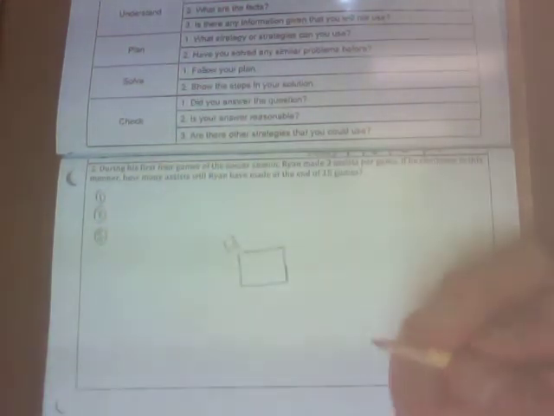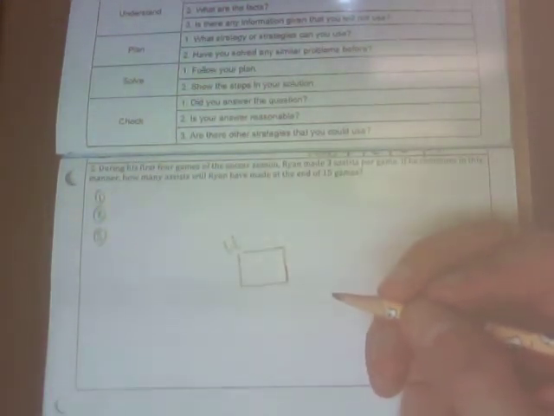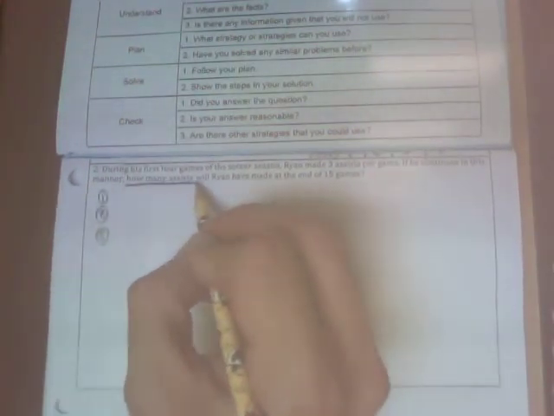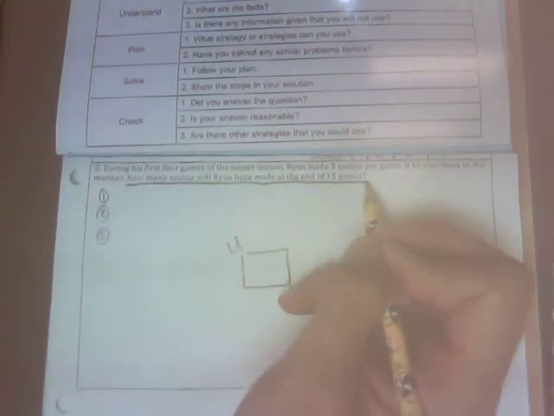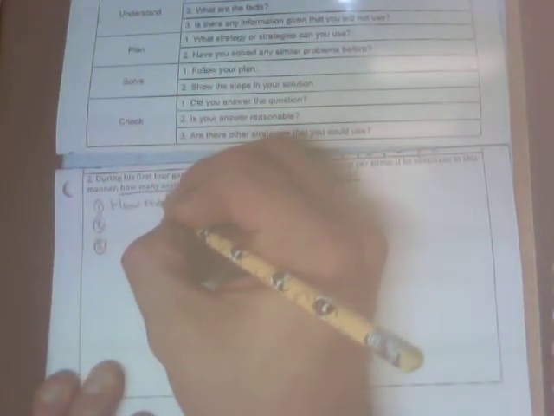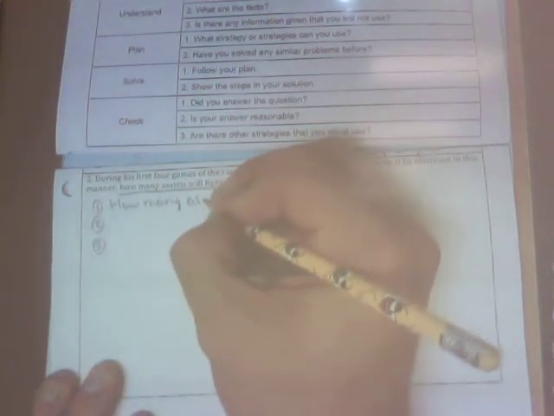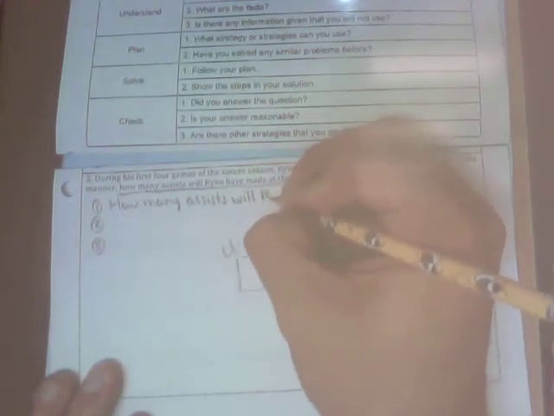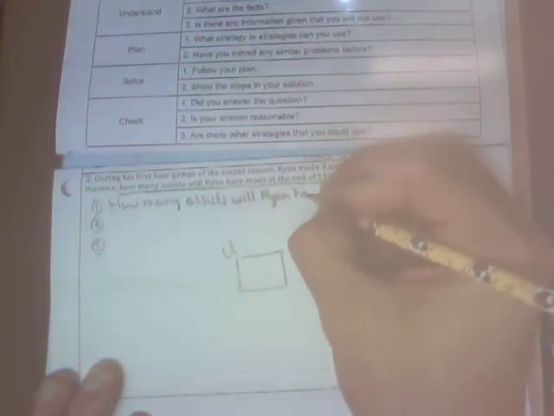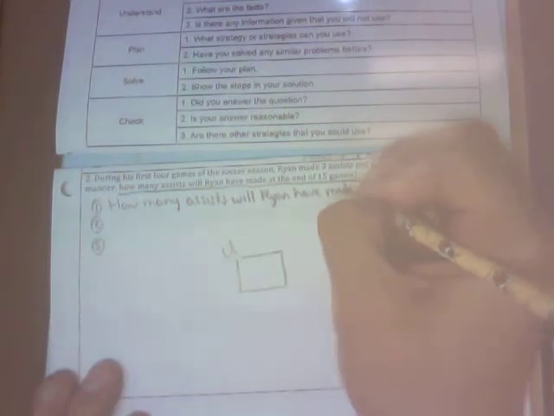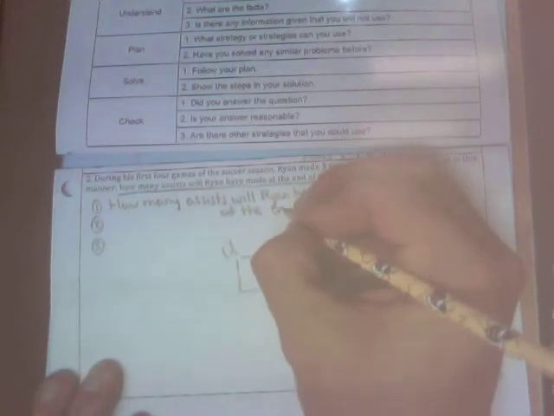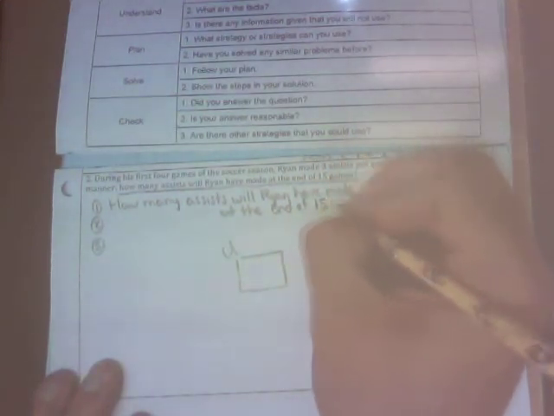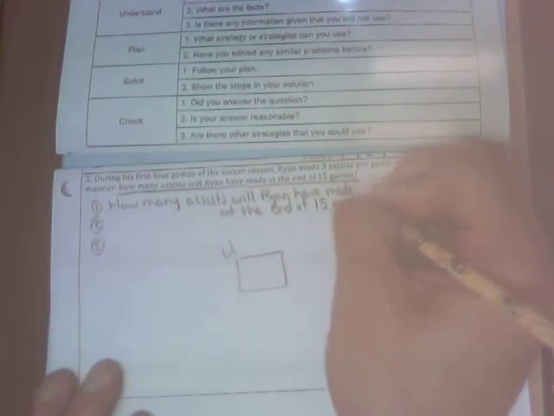For understand, question 1, what are you asked to find? So I'm going to underline it. How many assists will Ryan have made at the end of 15 games? I'm going to write it down so I can make sure I know it. How many assists will Ryan have made at the end of 15 games?